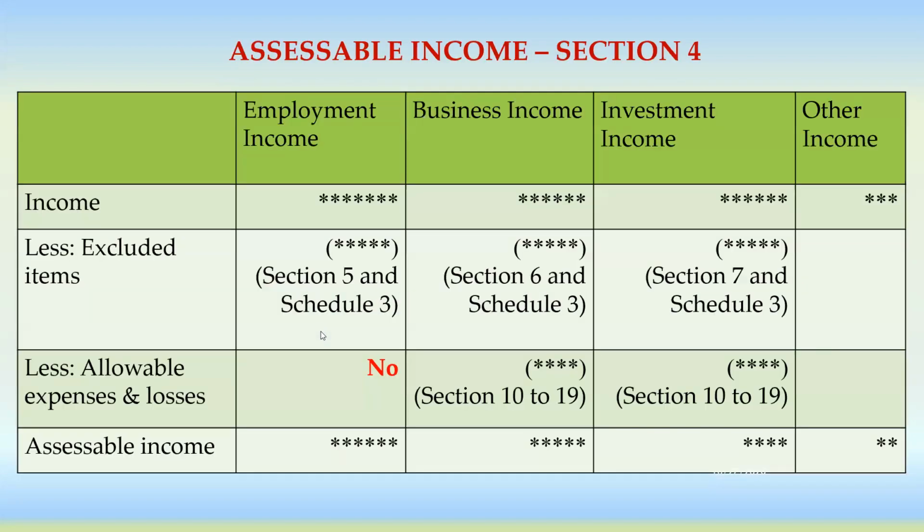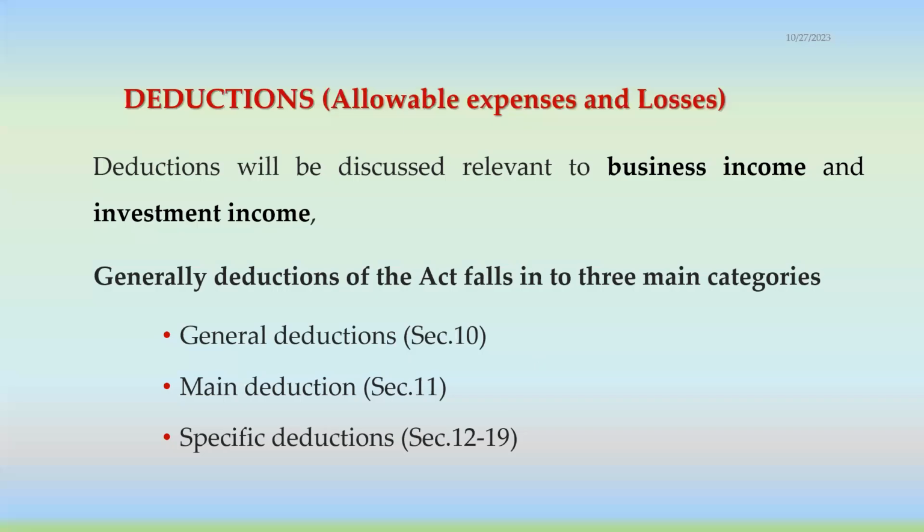Deductions are relevant to the business income and investment income. I think you can remember that for employment, there are no deductions. So to calculate assessable income, we can deduct some expenses. Those expenses are provided under section 10 to section 19. So I started from here. Deductions, these are the expenses allowable for business income and investment income.